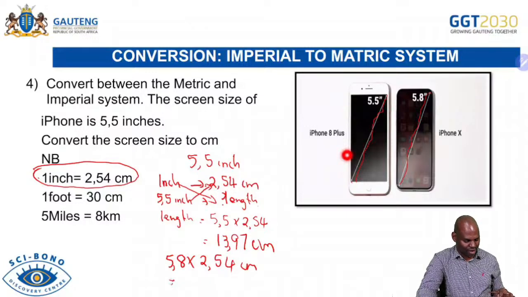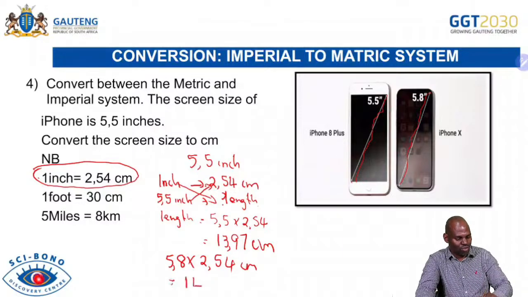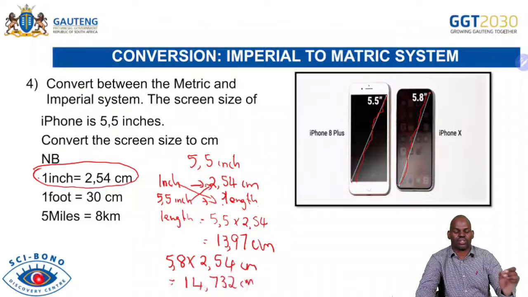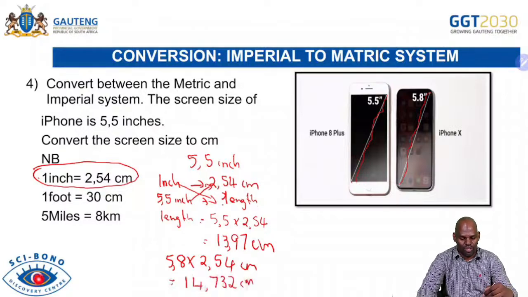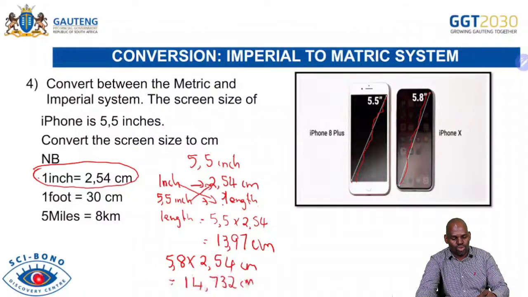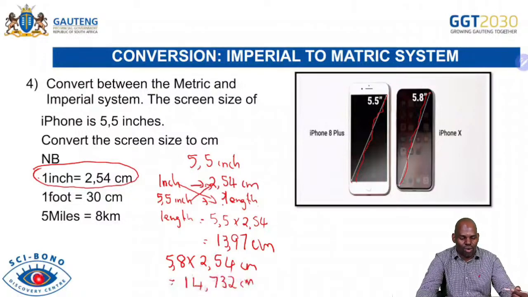Okay, 5.8 multiplied by 2.54, so I get about 14.7. So it's 14.732 centimeters. Okay, so 14.7, it's also almost about half of a ruler. So it's 14.732. In this case, the examiner or the question doesn't specify the rounding.